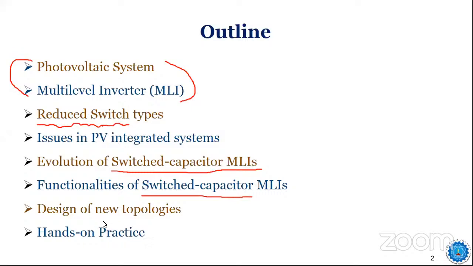And we'll see also how the new topologies can be designed. I'll also tell you here the new topologies that can be designed for this type of applications, what I have mentioned: how to develop a new topology, what should be your focus. So we'll see all the details on that.